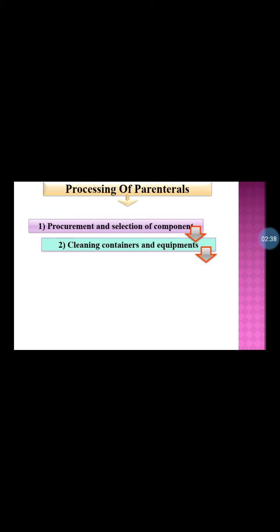The third step in the processing of parenterals is sterilization of containers. Generally, sterilization of containers and closures is done by moist heat sterilization, that means by using autoclave. The sterilized containers and closures should be stored in closed container or equipment until they are ready to use.